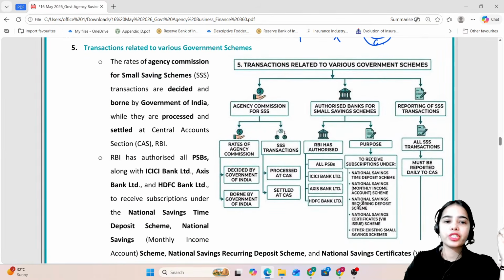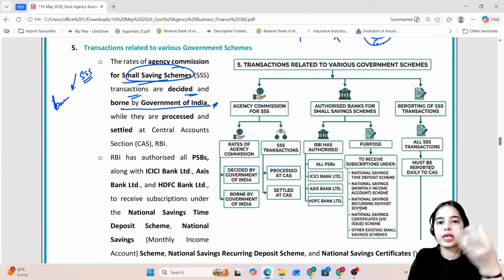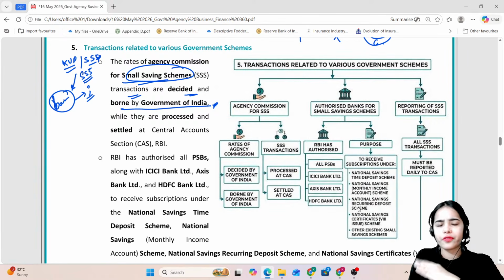Now, the rates of agency commission for small saving schemes transactions are decided and borne by the government of India. For the small saving schemes, the banks are collecting the deposits, Sukanya Samriddhi Yojana, Kisan Vikas Patra and such. Sorry, not Kisan Samman Nidhi, Kisan Vikas Patra. So through the Kisan Vikas Patra, the Sukanya Samriddhi Yojana and such, the small saving schemes are there. Banks are receiving the savings and the banks are also paying the interest on a half yearly basis or whatever is required under the small saving schemes.